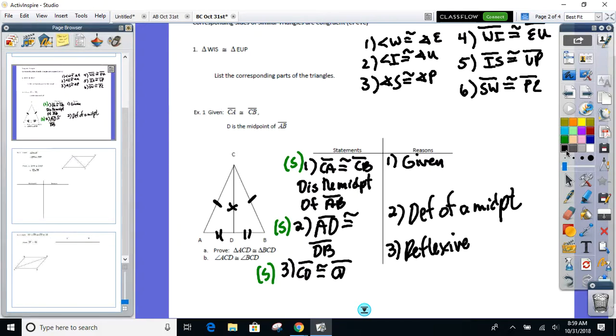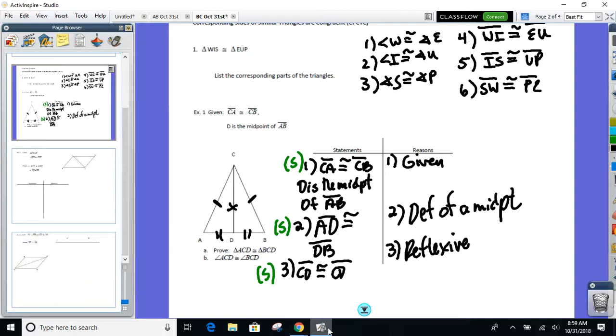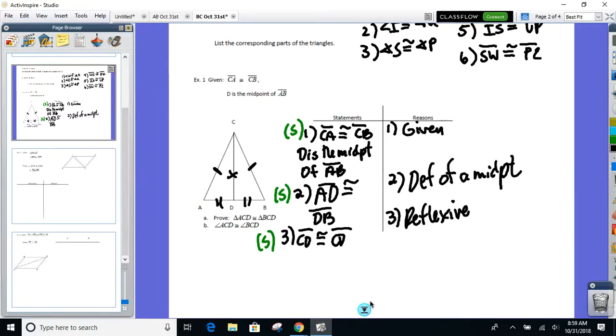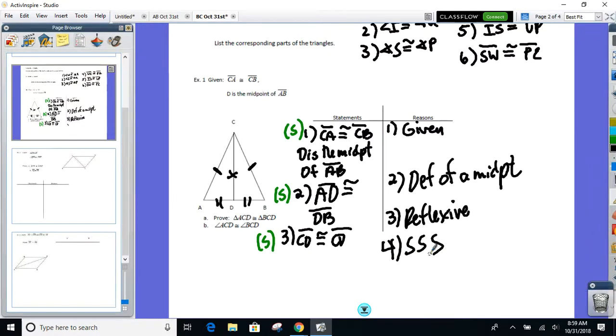So out of the four methods we've talked about, why are these two triangles congruent? 22. Side, side, side. That's not bad at all. Okay, ready to extend our proof now. One more step.